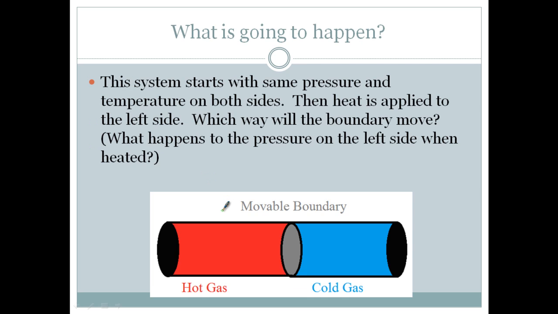Here's the pistons. So this system starts with the same pressure and temperature on both sides. Then heat is applied to the left side, so we put a flame under here. A green flame, must be a copper flame. And this side heats up. Which way is this boundary going to move? And what happens to the pressure on this side when it's heated?